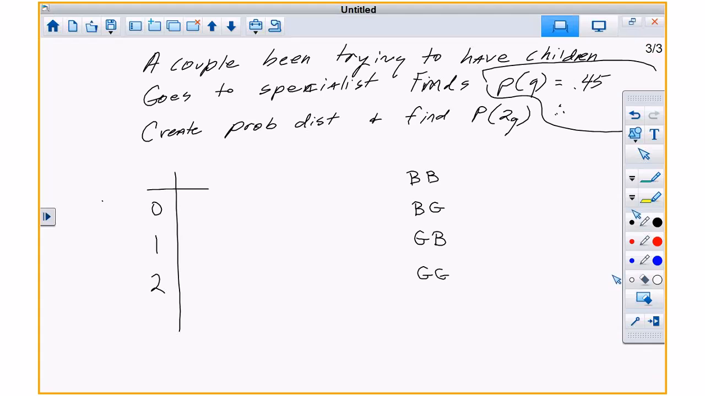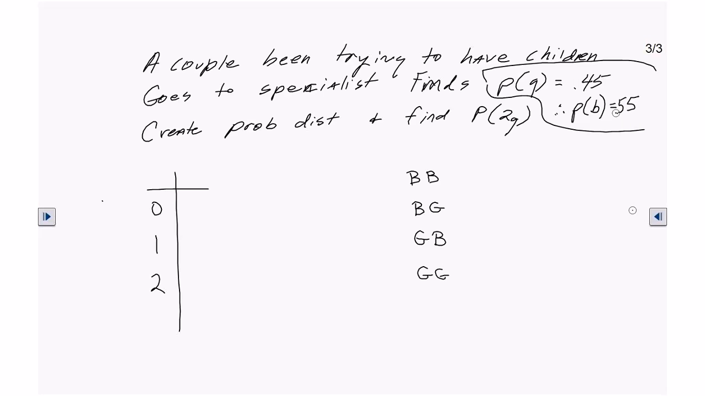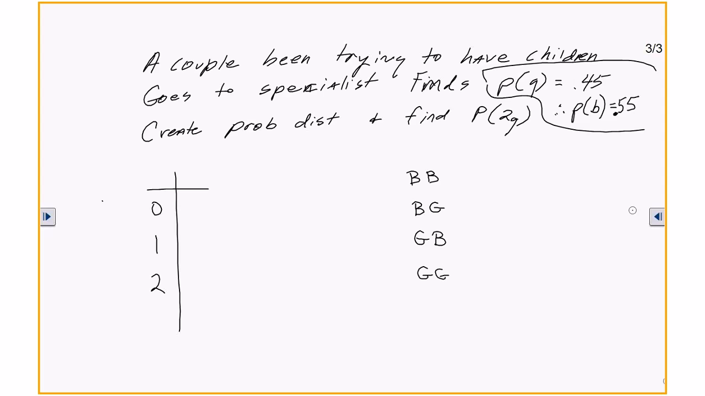All right? So I'm just going to go ahead and put probability of a boy, or male. What is the probability of a male? 0.55. Where did she get that? Is she just a math whiz or what? No, she got the what? The complement. Complement.